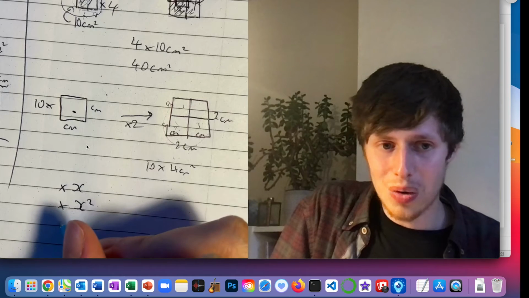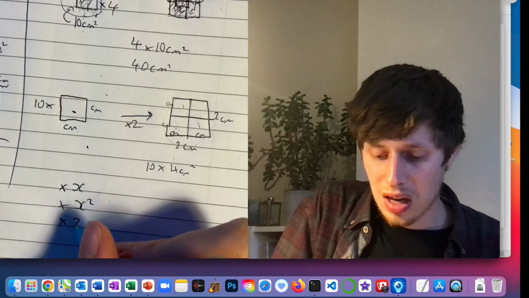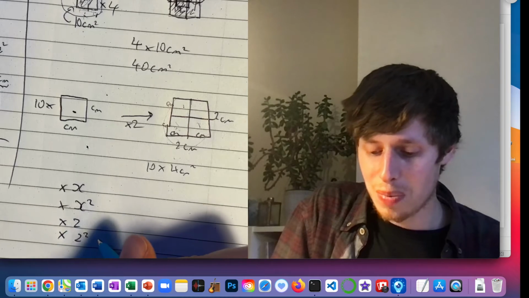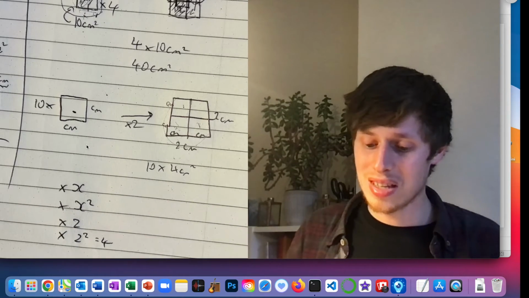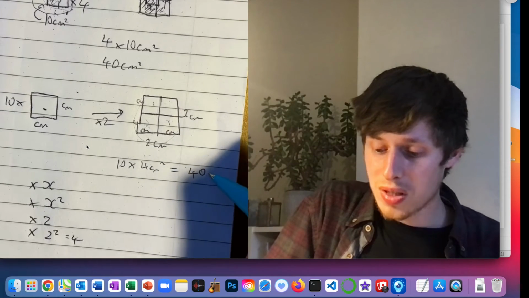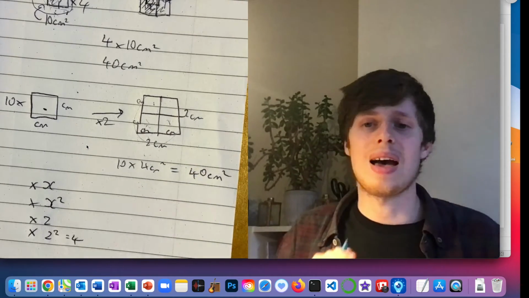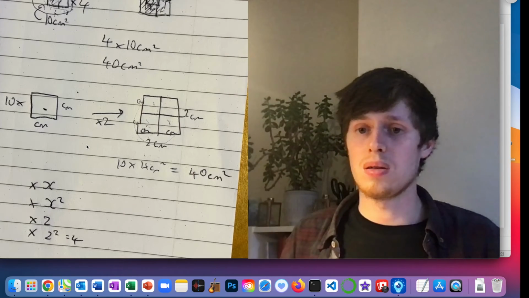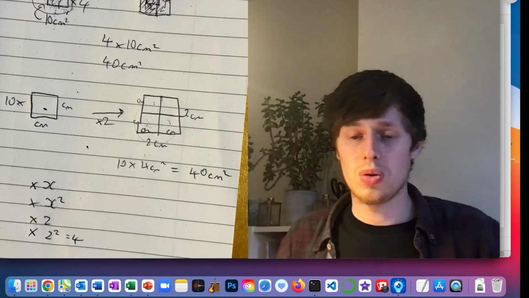Can you see the result in the one that we did? We times every length by 2, therefore we times the area by 2 squared, by 4, right? That's exactly what we did. So we get, I didn't even write the answer here, we get 40 centimeters squared, and that's it. Okay, so that's the silver question. Let's go on to the bronze.